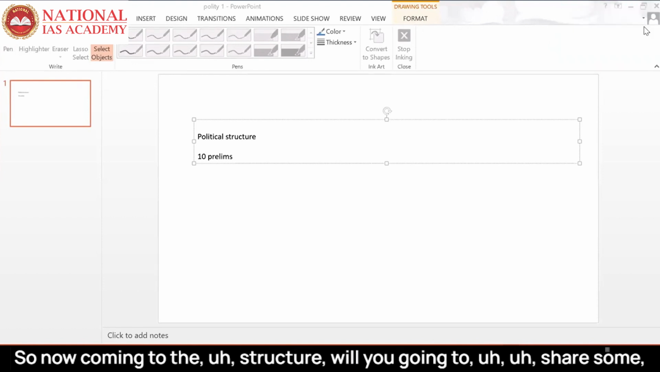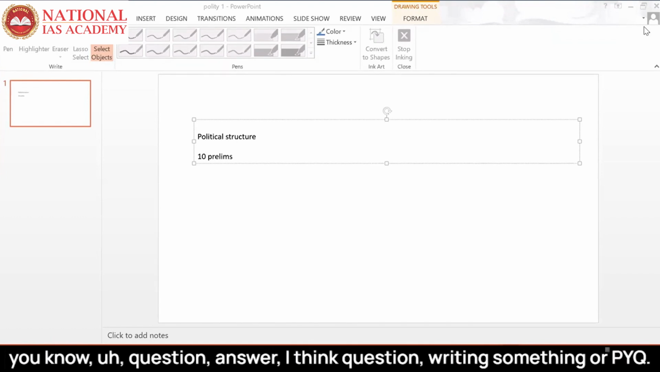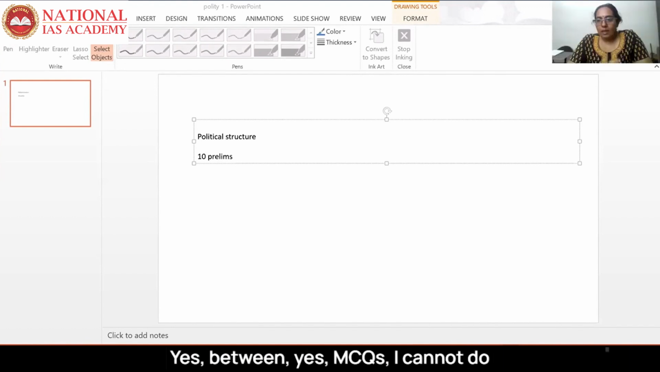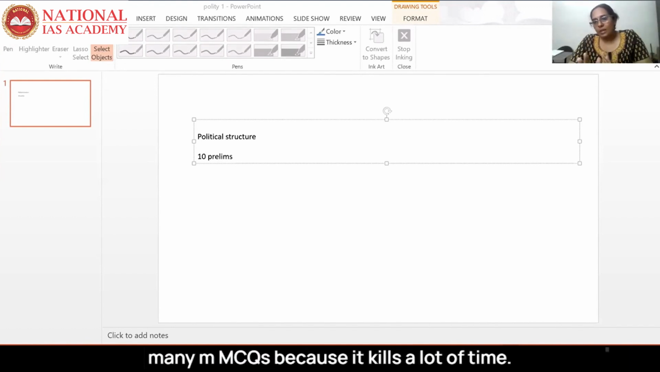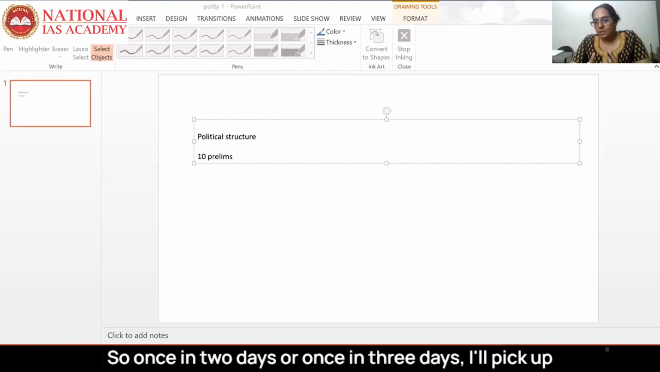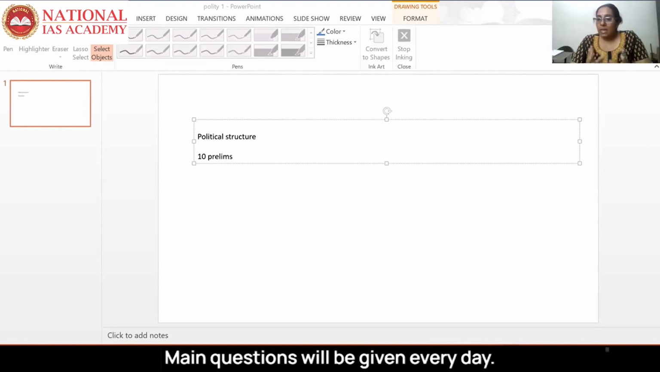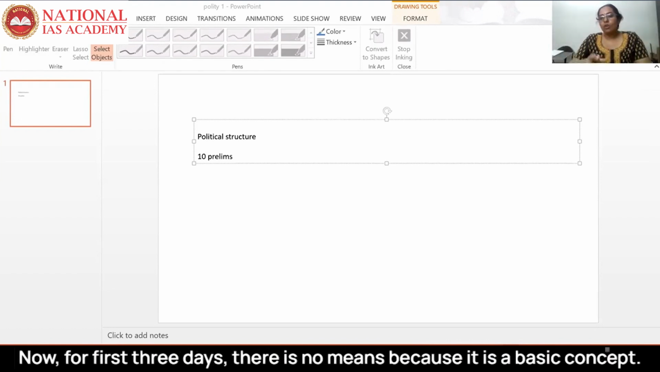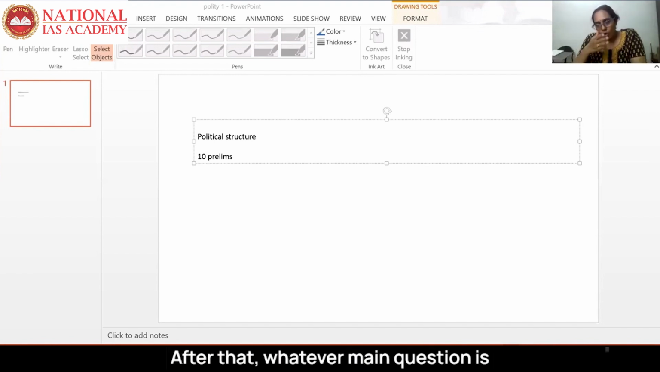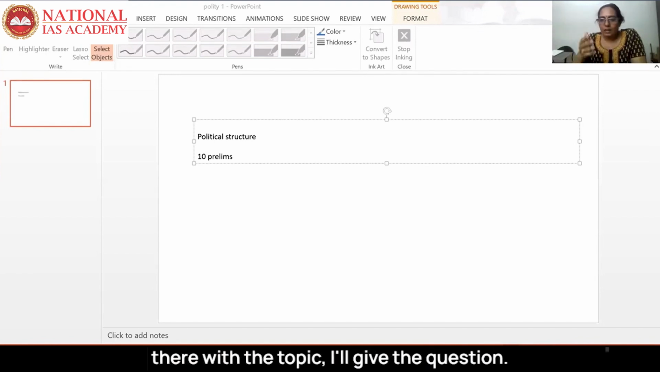Okay. Now coming to the structure, will you share some question and answer writing, or PYQs, or MCQs with the concepts? I cannot do many MCQs because they kill a lot of time. So once in 2 days or once in 3 days, I'll pick up a few questions and put them up, and we can discuss them. Mains questions will be given every day. For the first 3 days, there are no mains questions because it is basic concepts. After that, whatever mains question there is on the topic, I'll give it.